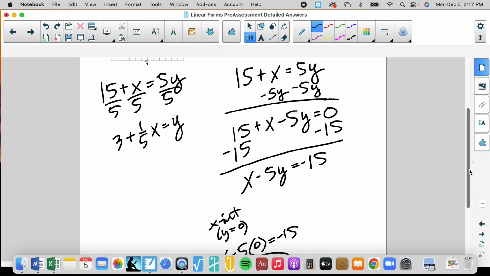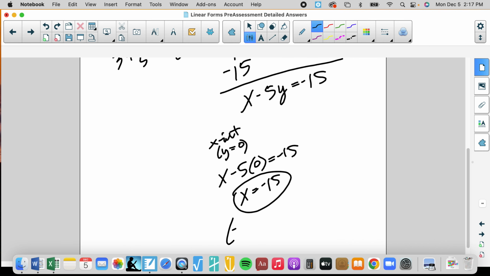So your point there would be negative 15, 0. And then for the y-intercept, you're going to plug 0 in for x. You have 0 minus 5y equals negative 15. Negative 5y equals negative 15.